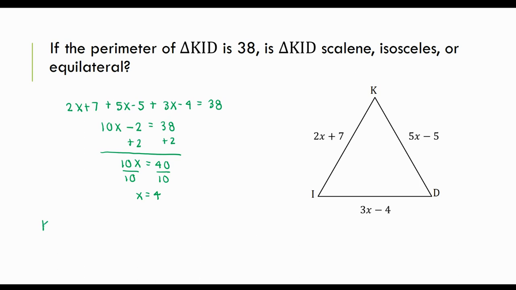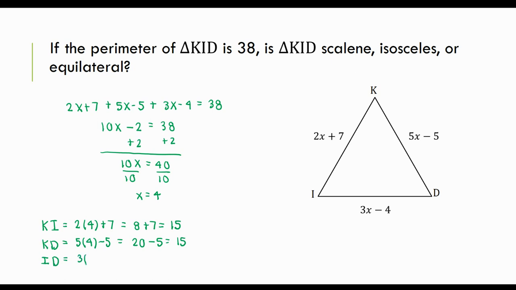So the length of the segment KI is going to be 2 times 4 plus 7. Well, 2 times 4 is 8. 8 plus 7 gives us 15. Then I want to look at KD. That would be 5 times 4 minus 5. Well, 5 times 4 is 20. 20 minus 5 is going to give us 15. So notice that right now I see that both sides are congruent. So that means that it's not going to be scalene. It's going to be either isosceles or equilateral. It's going to be equilateral once I figure out what this third side is, if it's also 15.